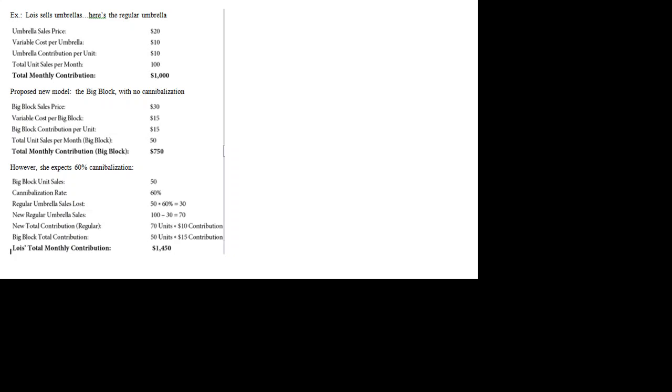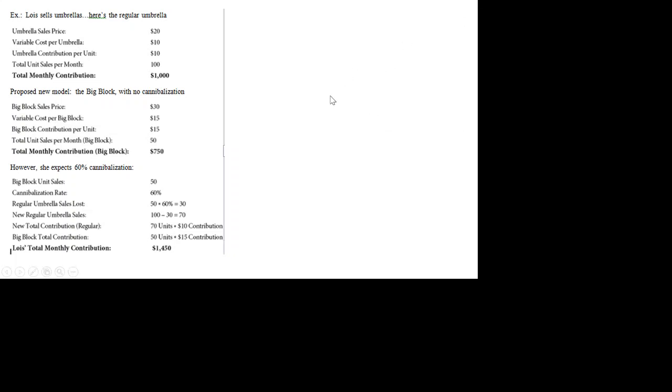Okay, so if your estimated demand is 100 for the original umbrella, you've got to subtract out your cannibalization number of 30 units, which means you're going to end up selling 70 total units of the regular umbrella instead of 100. Okay, and so you're going to end up with 70 units times 10 dollars in contribution per unit for the original umbrella, and then the 50 units sold of Big Block times its contribution of $15 per unit. Add those together, you get a total monthly contribution of $1,450.